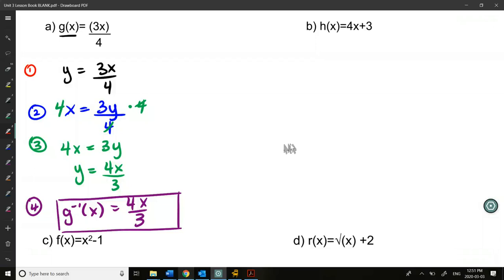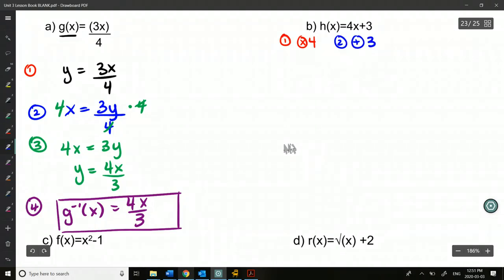Okay, I think we can figure out this one without having to do the whole steps, right? What does this function do first? It multiplies by 4, and then it adds 3. So what does the inverse function do? This is h of x, I guess it's called. So what does h inverse do? At first, it will subtract 3, right, and then it will divide by 4.